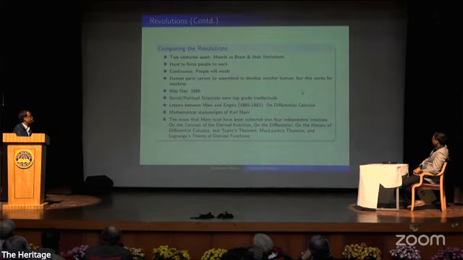But at that time, just to compare things, if you talk about Karl Marx, these concepts of derived functions, differentials, differential calculus, Taylor's theorem, Maclaurin's theorem, Lagrange's theory, those things were being developed during the time of the Industrial Revolution. And Marx and Engels, who were actually talking about politics, could understand all these things. They could understand the mathematics of that day, and they wrote letters to each other. There is a famous mathematical manuscript of Karl Marx.